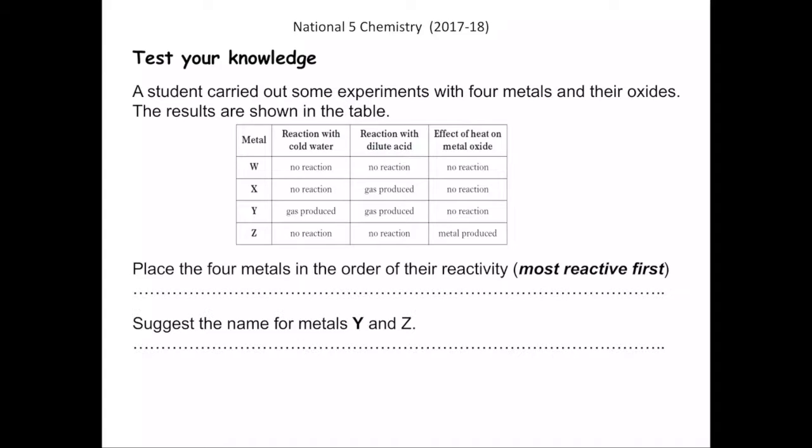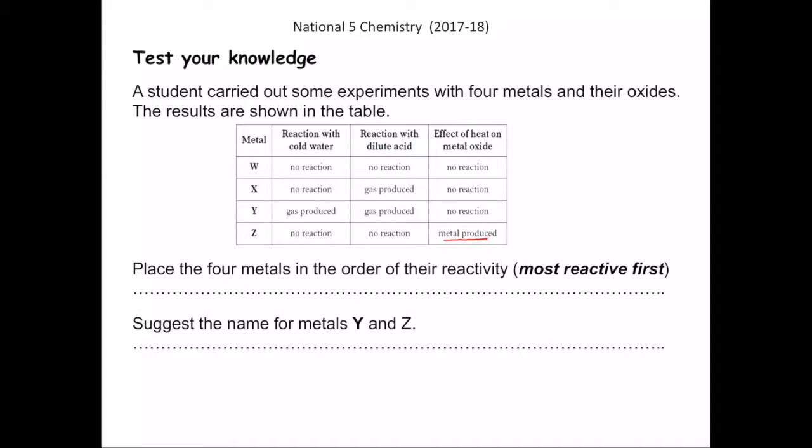X doesn't react with cold water but reacts with dilute acid, which means it is above hydrogen in the metal activity series, and effect of heat on metal oxide says no reaction. Y has gas produced with cold water, which means that it is above aluminium in the metal activity series. It reacts with dilute acid, and the metal oxide cannot be broken down by heat, no reaction. Z has no reaction with cold water, no reaction with dilute acid, but with the effect of heat on metal oxide, the metal oxide can be dissociated into metal.